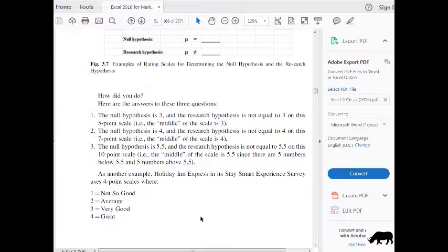Here is another example. Holiday Inn Express in its Stay Smart Experience survey used a 4-point scale, where 1 equals not so good, 2 equals average, 3 equals very good, and 4 equals great.